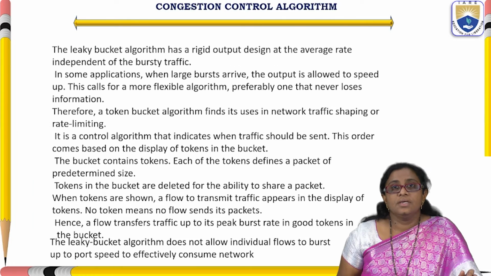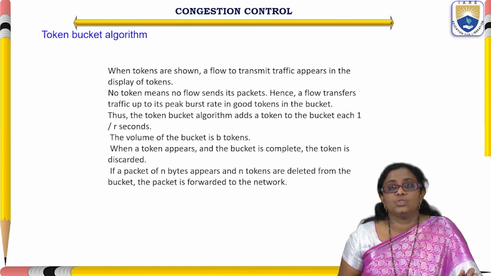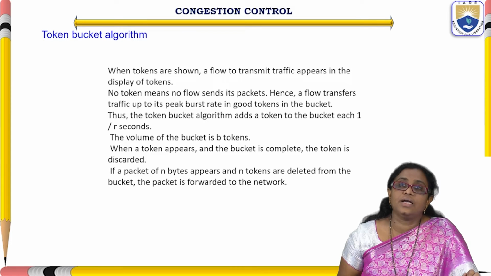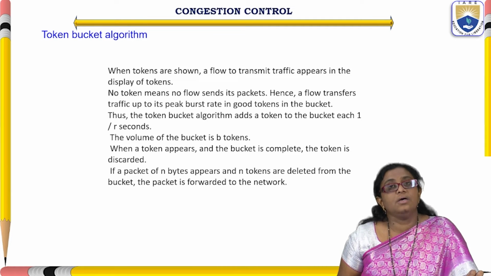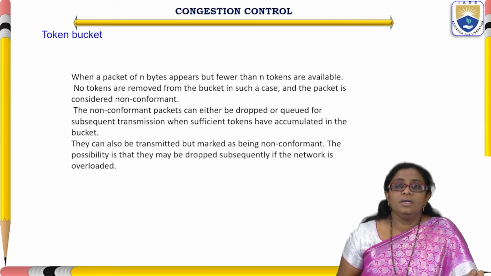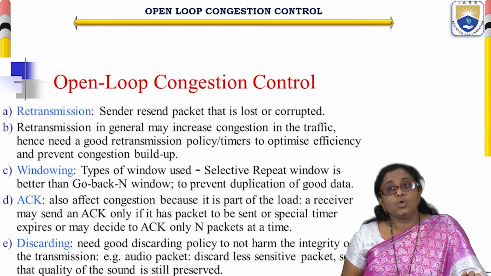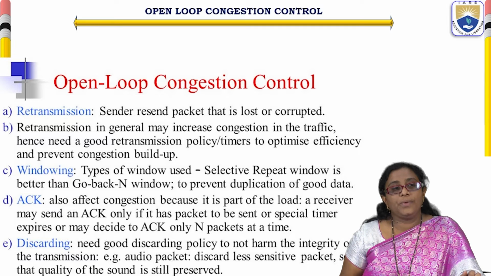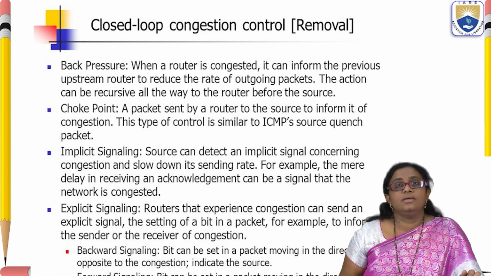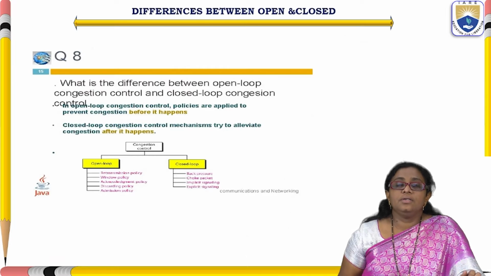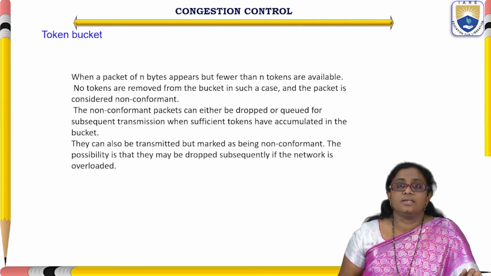And coming to this, the two techniques of congestion controlling algorithms are the Leaky bucket algorithm as well as the token bucket algorithm. And after that, mainly the two types of congestion controlling techniques, open loop congestion controlling techniques and closed loop congestion controlling techniques. And coming to that, mainly the differences between the open and closed congestion controlling techniques.